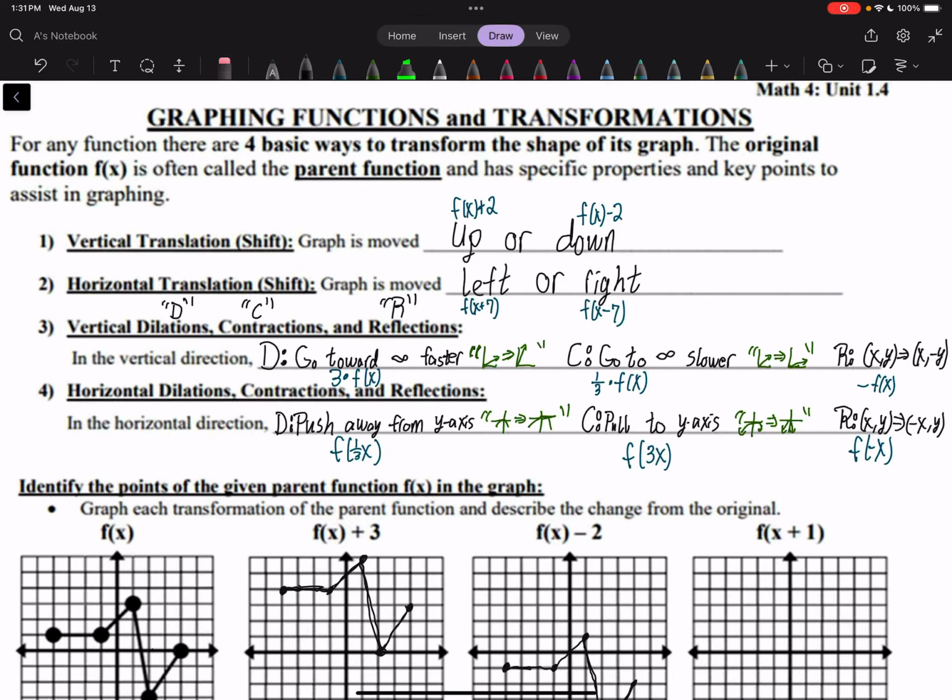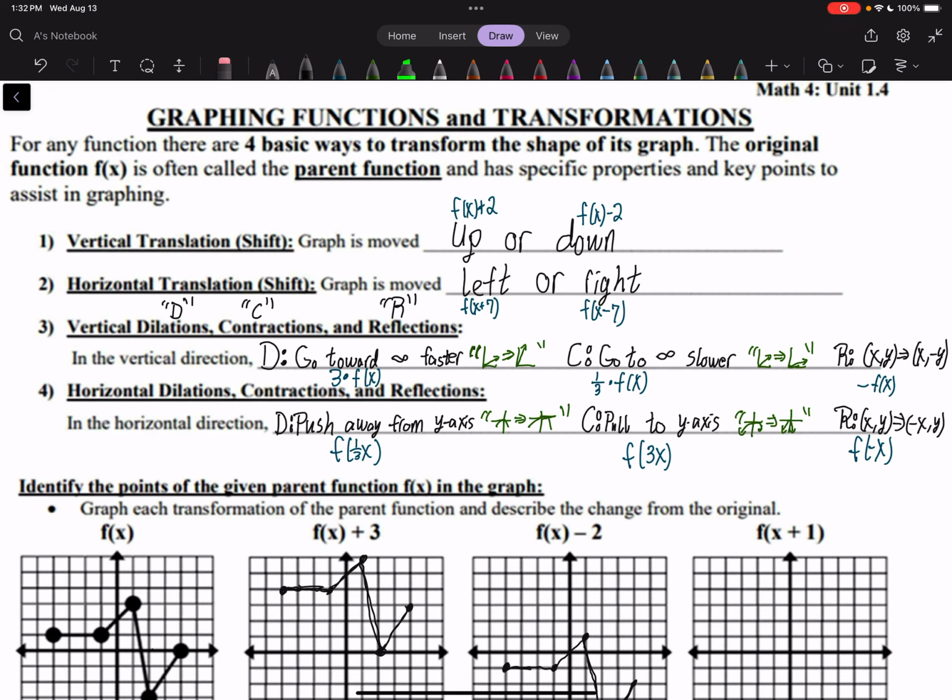Good day. Today we're going to be looking at graphing functions and transformations of those functions. Everything you see should be review, but let's see. I've gone ahead and filled in these definitions: vertical shift is up and down, horizontal is left and right, dilation, contraction, reflections. The one thing I want to point out is about your dilations for vertical versus horizontal.